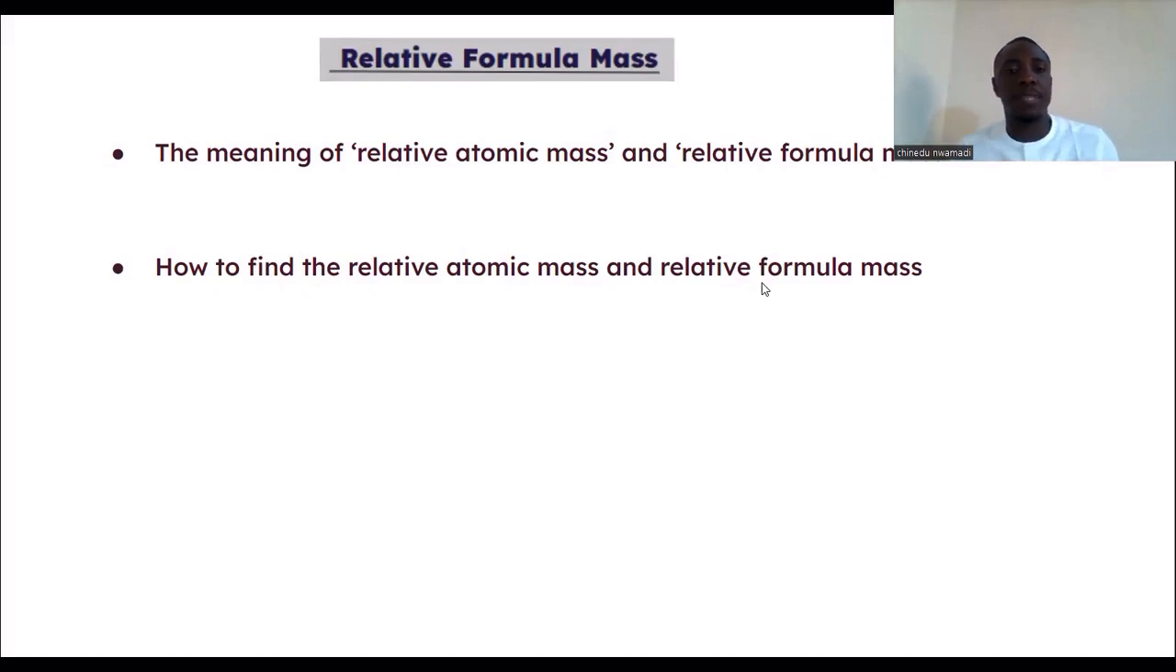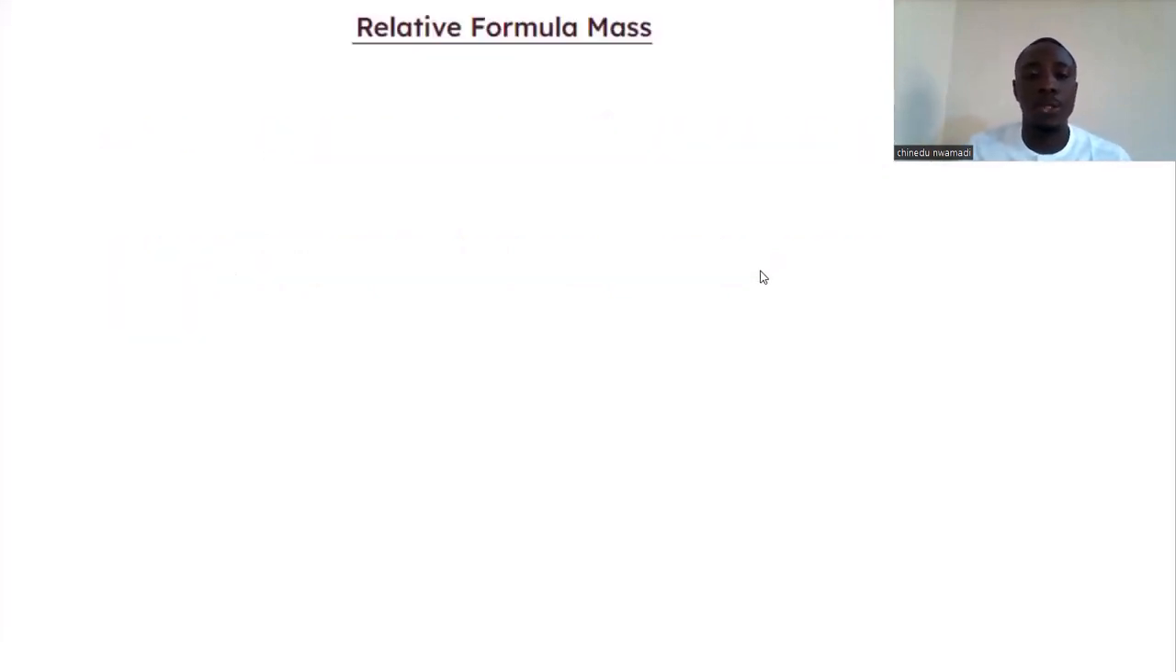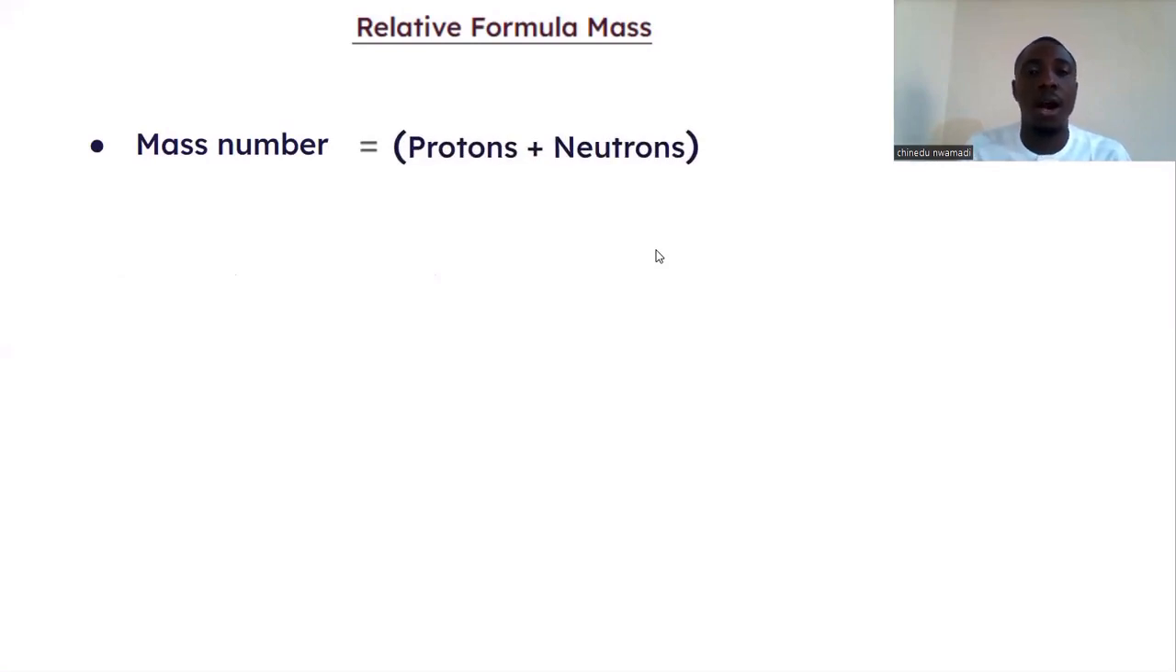Okay, now. Before we go into finding the relative formula mass, I need you to understand mass number as well as the relative atomic mass. So the mass number is just the total number of protons and neutrons of an atom located in the nucleus of that atom. Now, when you look at the periodic table, at the top left corner, you see a number. That number tells you the mass number of that particular element.